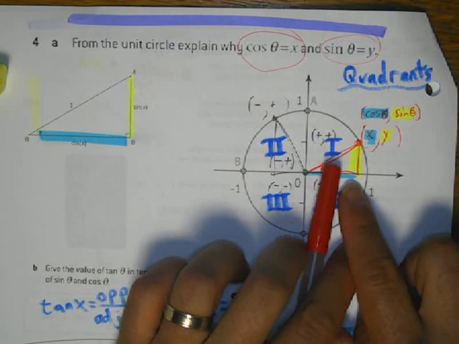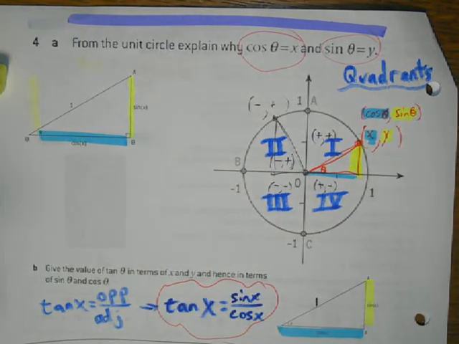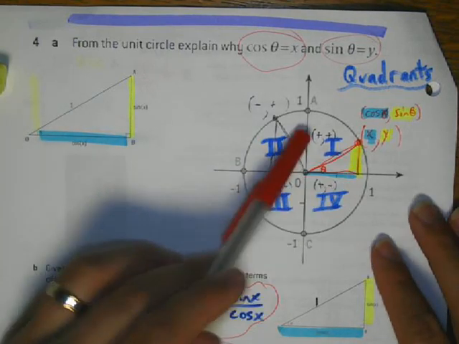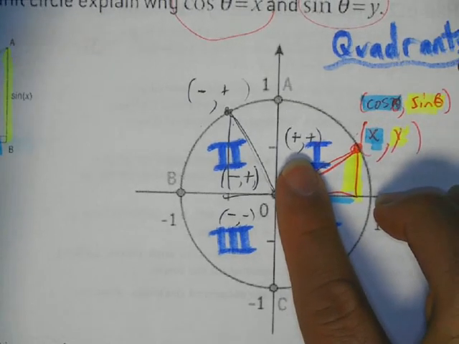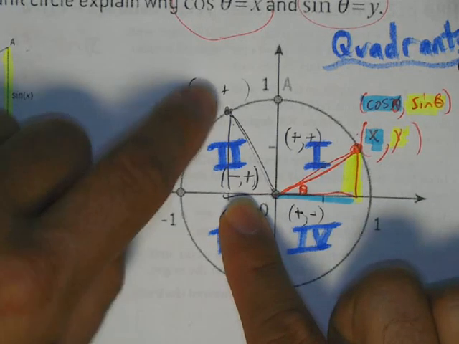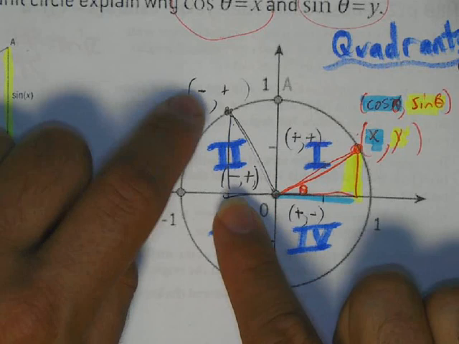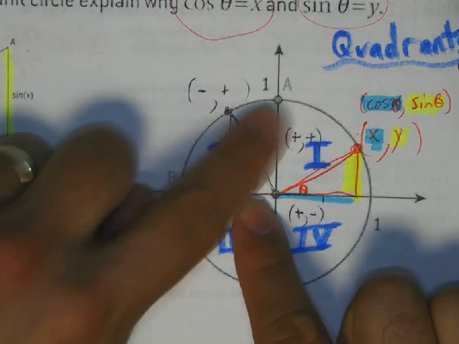I labeled the quadrants 1, 2, 3, 4. It doesn't say to do that, but I think it's super important for you to know. Whenever you're in quadrant 1, the sign of the cosine x, the symbol is going to be plus and plus. When you're here, the x value or the cosine value is always going to be negative, and the y value will be positive in quadrant 2.